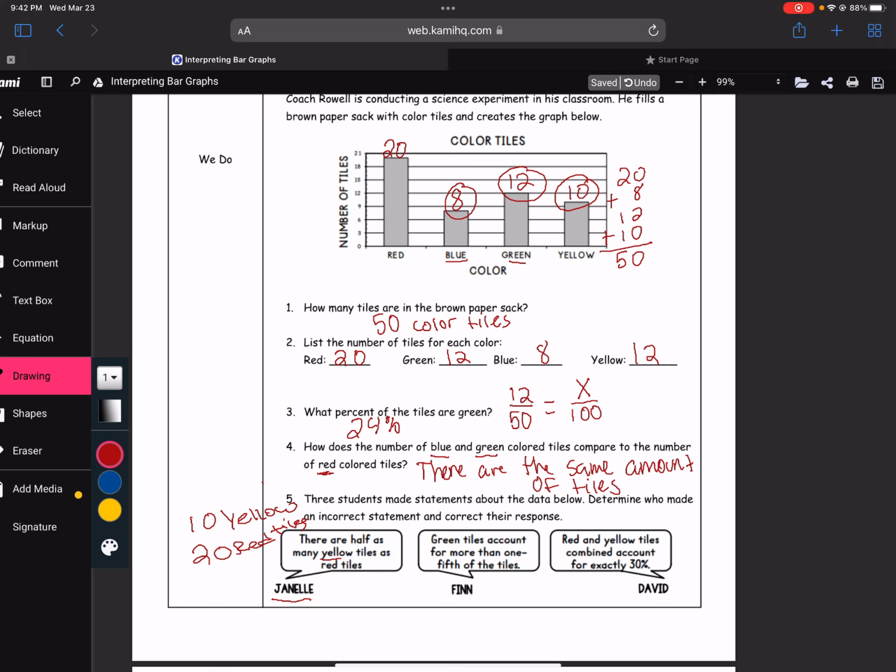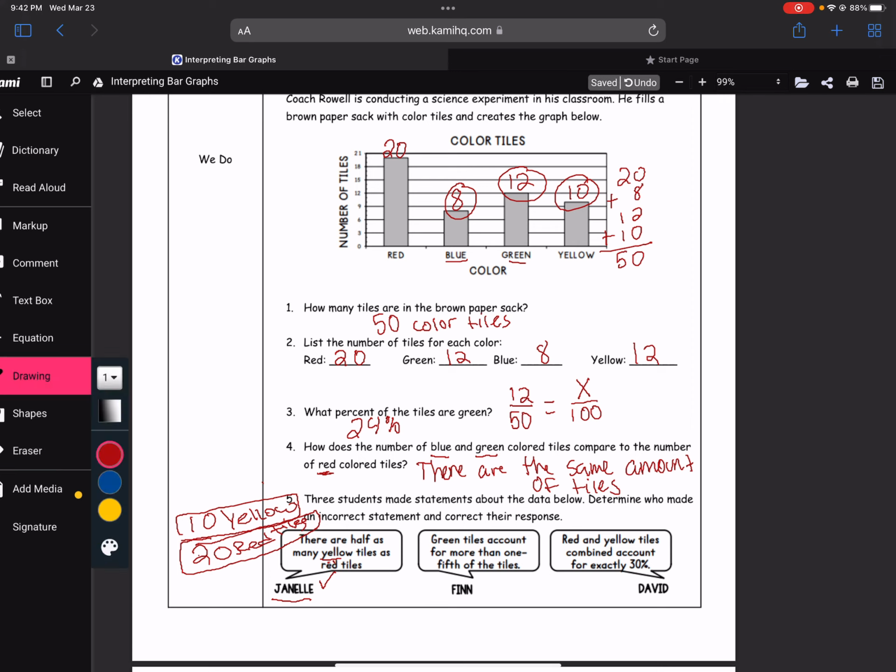So would we say here there's half as many yellow tiles as there are red tiles? Yes, we would say that because there's only 10 yellows and there are 20 red tiles. So if you were to have 2 times the yellow tiles, that would put you at the 50%, or half as many yellow tiles as there are red tiles. So Janelle is correct. Let's go look at Finn.